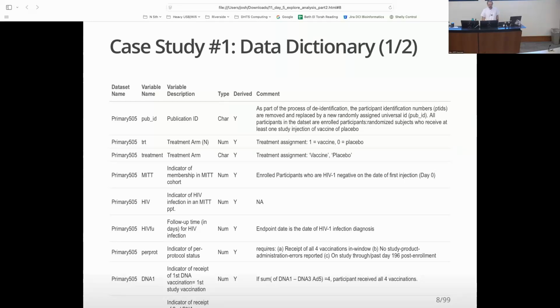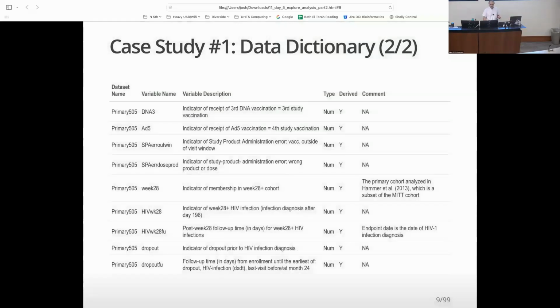And so you can see there are things that aren't necessarily very interesting, like a publication ID, things like that. But there's information on the treatment arm and things like that. Something's cut off. Looking at, you know, whether they got the first dose of the vaccine, the second dose, the third dose, different stuff like that.